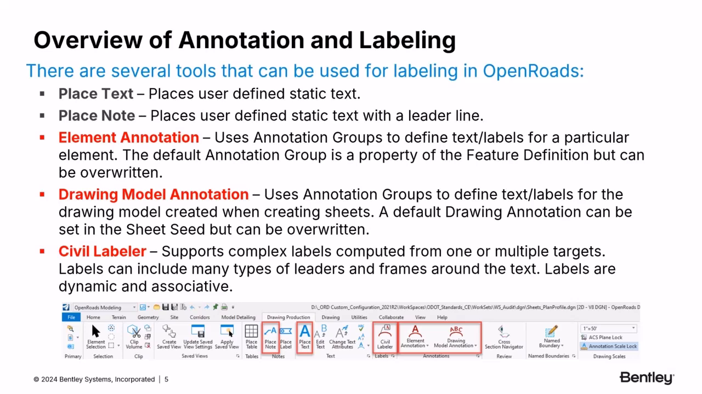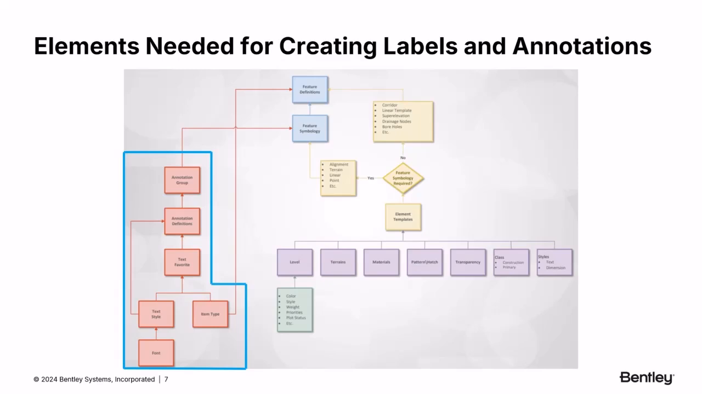So element annotation, from a usability standpoint, is for an element, versus drawing model annotation for the drawing production side. But separate from that, with the assumption that there is a level of familiarity with those tools and how to use them, what I really want to focus on for the initial portion of this discussion is what's highlighted in this flowchart, and primarily focusing on annotation groups, annotation definitions, and text favorites.